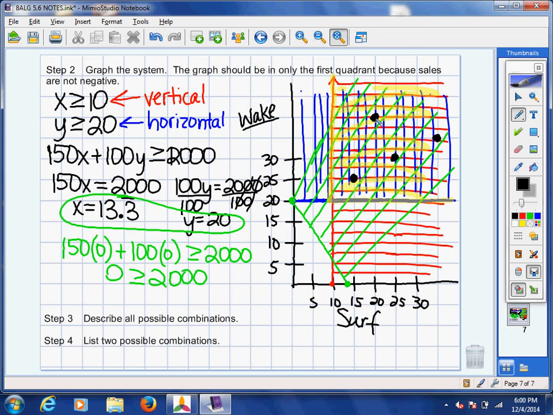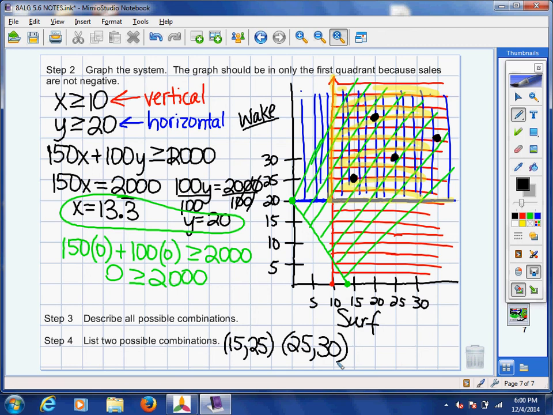So let's take a look, see if we can name that. It looks like the name of this first point right here is 15, 25. What that means is if I sell 15 surfboards and 25 wakeboards, I'm going to make more than $2,000 in that month. Okay, because he wants that kind of profit margin. Here's this point right here. That ends up being 25, 30. If I sell 25 surfboards and 30 wakeboards, I will go over my projected budget that I've set for myself, which is $2,000. So you just have to pick 2 numbers out of that triple crosshatch area. That's all you need to do.